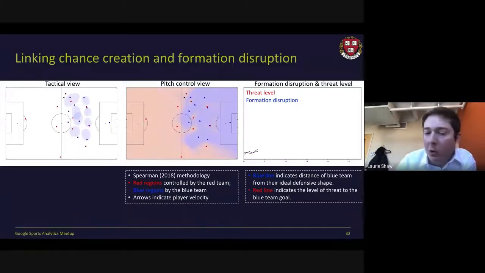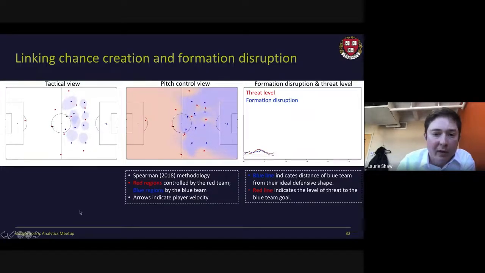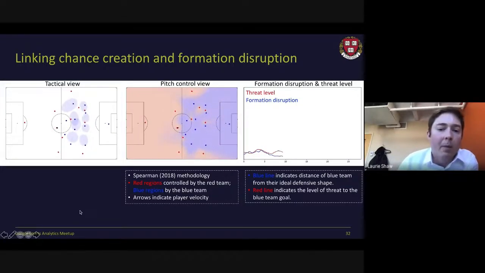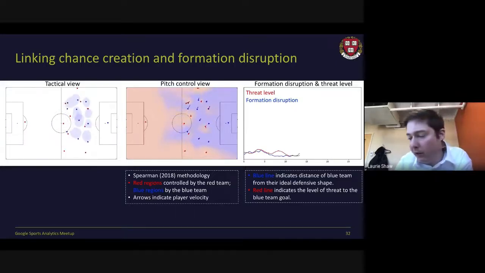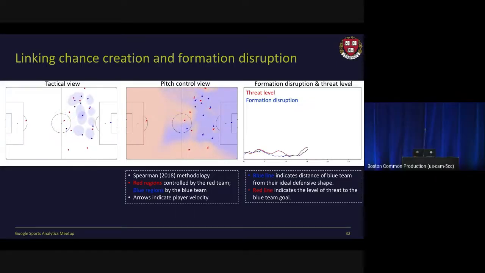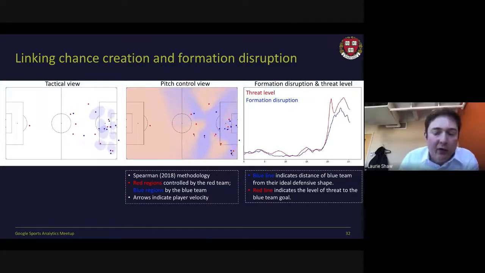In particular, watch how the left central midfielder of the blue team eventually gets pulled out of position, and that allows the red team to create a threat. One of the nice things about pitch control models is that you can identify threatening situations even when there wasn't necessarily a shot.